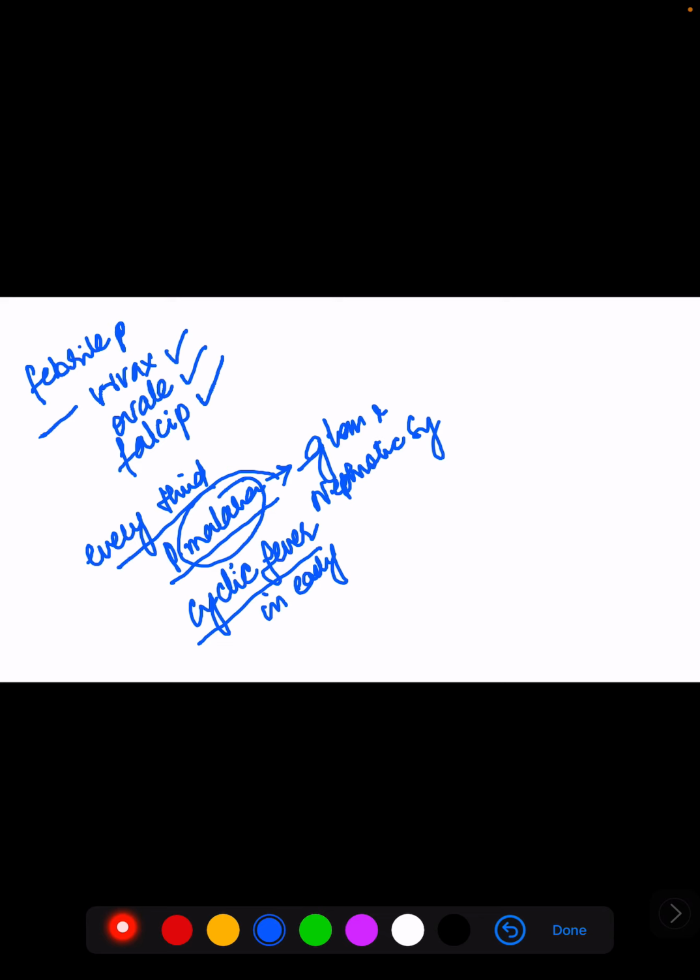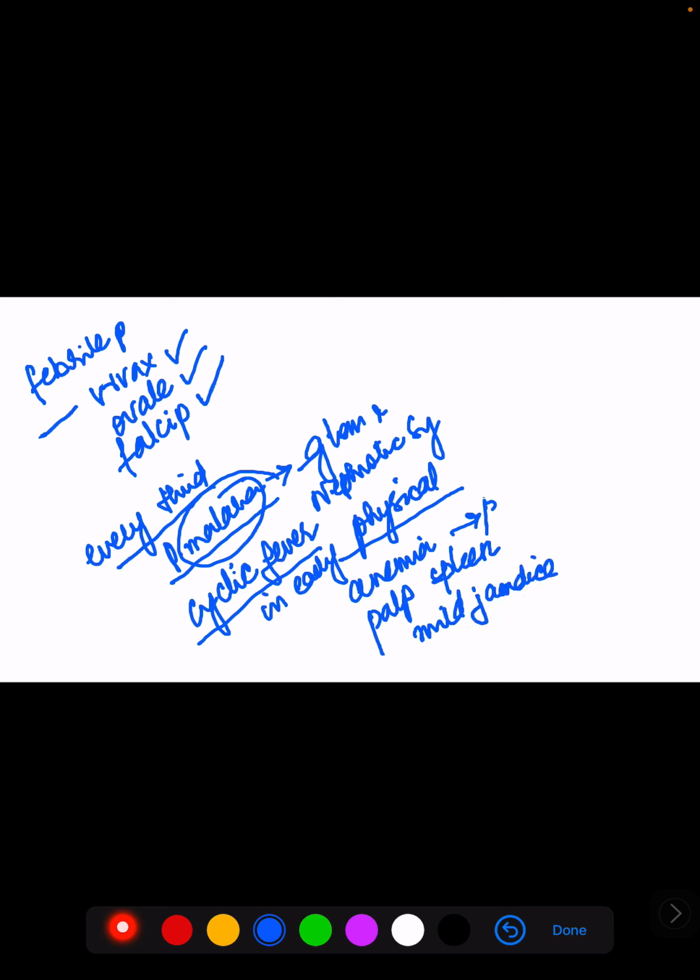And then physical findings. What findings can we see in infection due to malaria? There will be anemia, so because of anemia there will be pallor and lethargy, and a palpable spleen will be there. And apart from this, in uncomplicated malaria there will be mild jaundice.